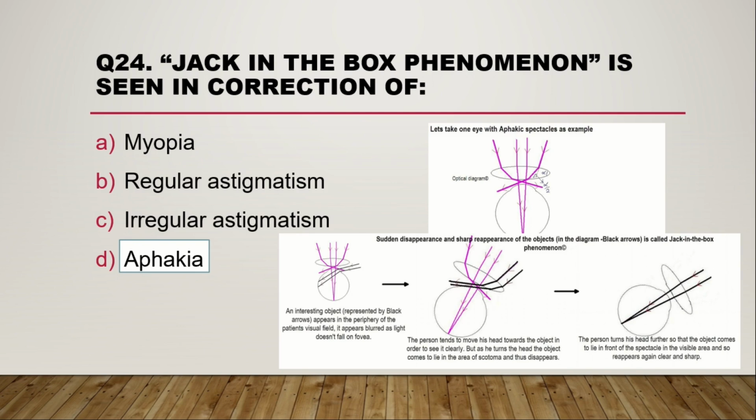If an interesting object appears in the periphery of the patient's visual field, it appears blurred because the light is passing from the side of the spectacle front. The person tends to move his head towards the object in order to see it clearly, but as he turns the head, the object comes to lie in the area of scotoma and thus disappears. As he turns the head further so that the object comes to lie in front of the spectacle in the visual area, it reappears again clear and sharp. This sudden disappearance and sharp reappearance of the object is called the jack-in-the-box phenomenon.